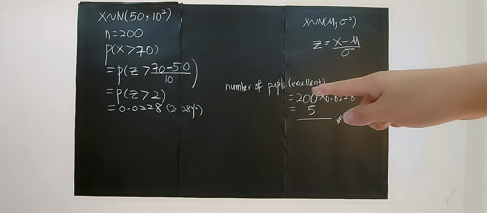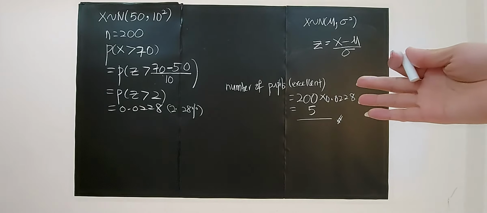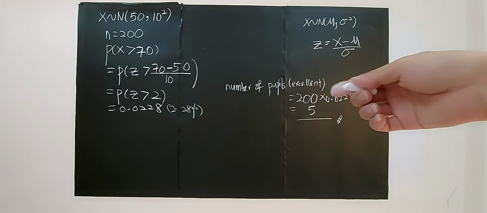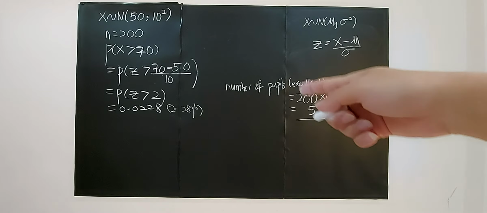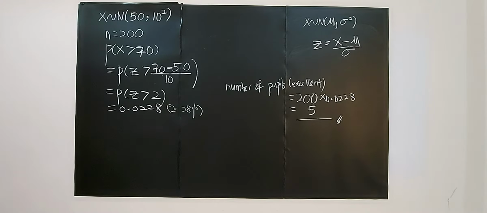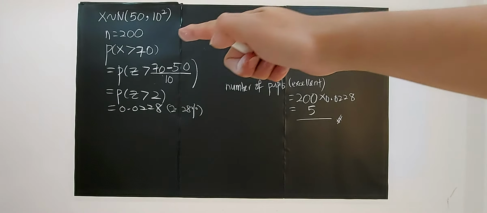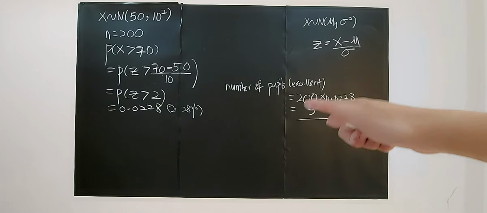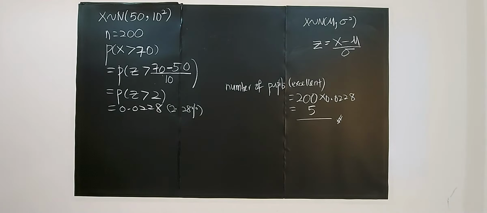We are getting 4.56. So we just round it off, okay, we estimate that it's around 5. It's just a number. We're telling someone that, okay, out of the 200, it's just 5 of them getting A. Oh, so few of them. So that's the meaning here.